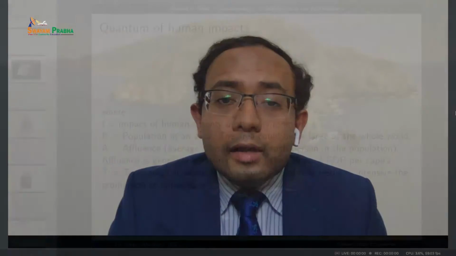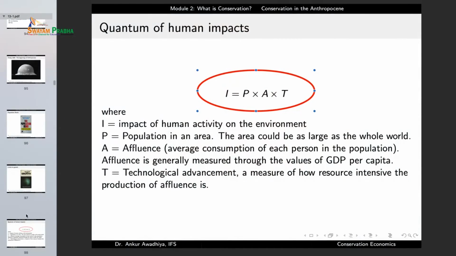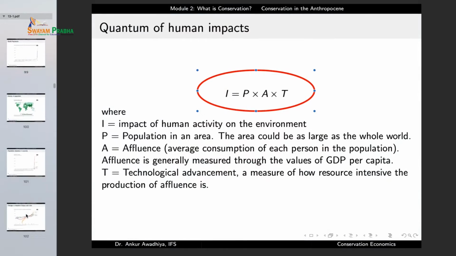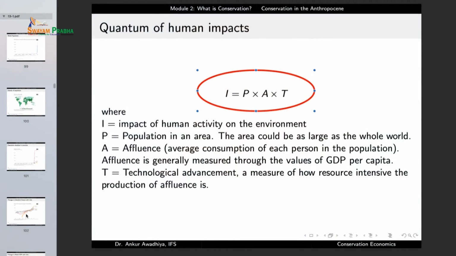That is, the impact of humans in an area is governed by three things. The population in the area: the more people, the more the impact on the environment. The affluence, or the amount of resources that each person uses. And the technology. And we observed that in the beginning, when these were less, we had lesser impacts, and as these grew, we had more impacts.